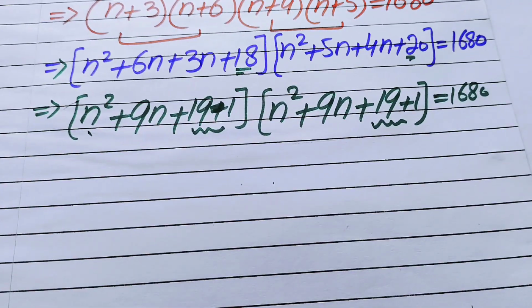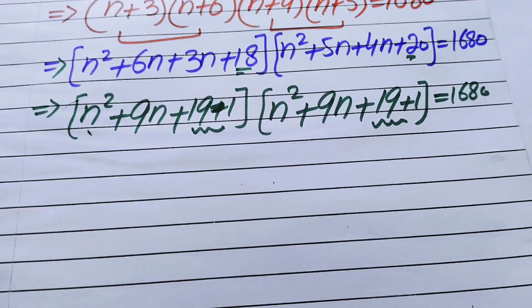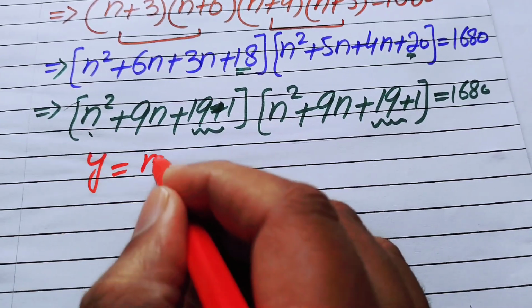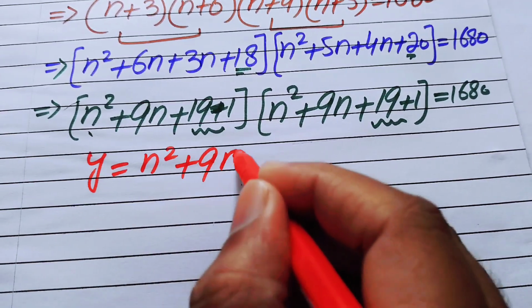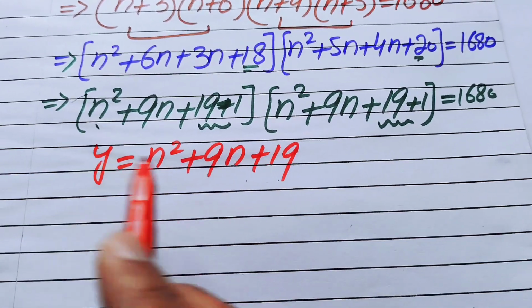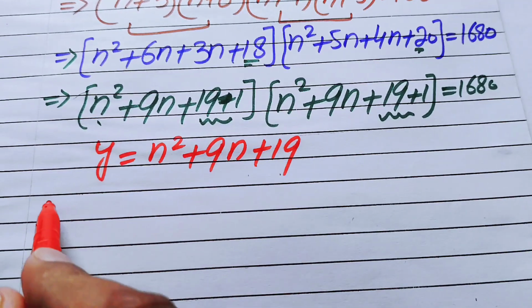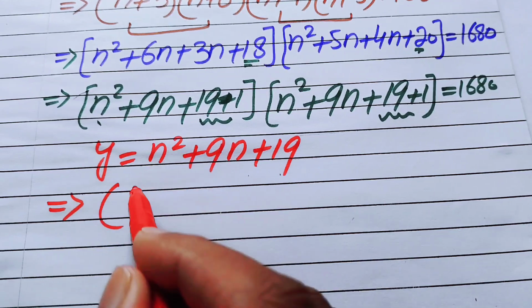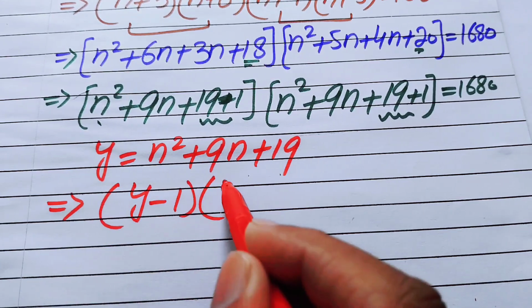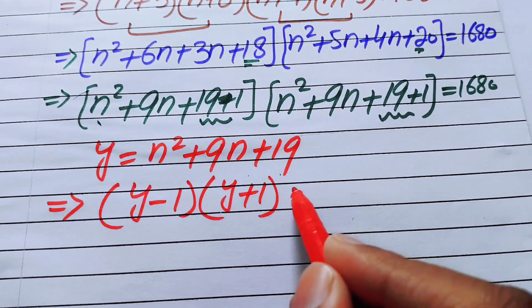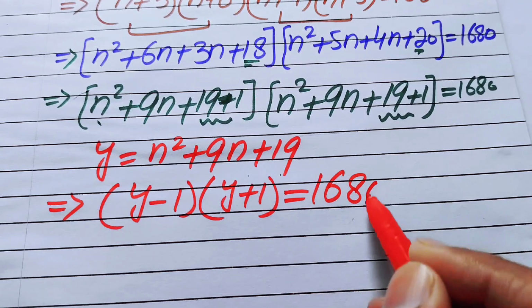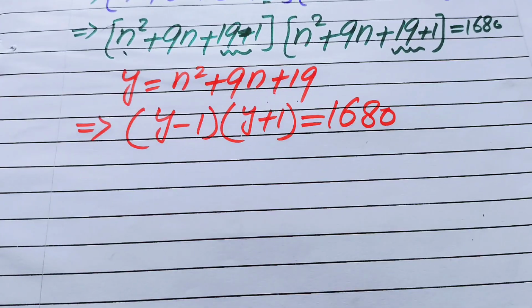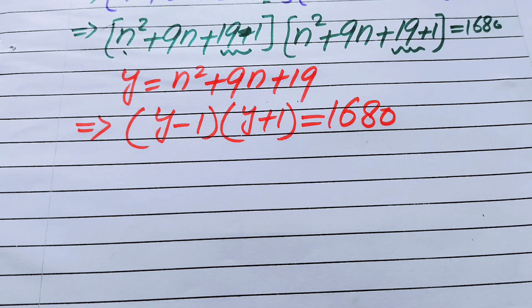Now we put y equals n squared plus 9n plus 19. When you put this value in both of the factors, the above factors become (y-1)(y+1) = 1680.